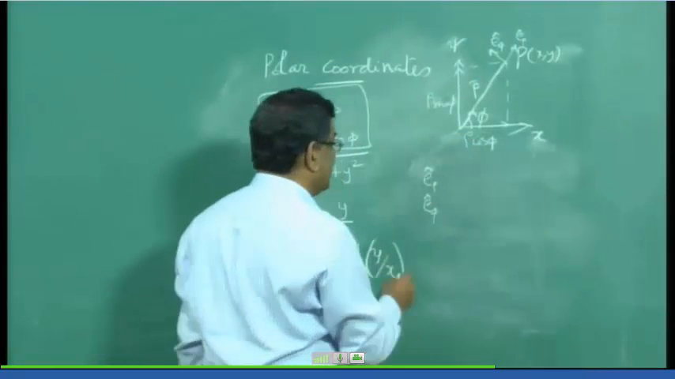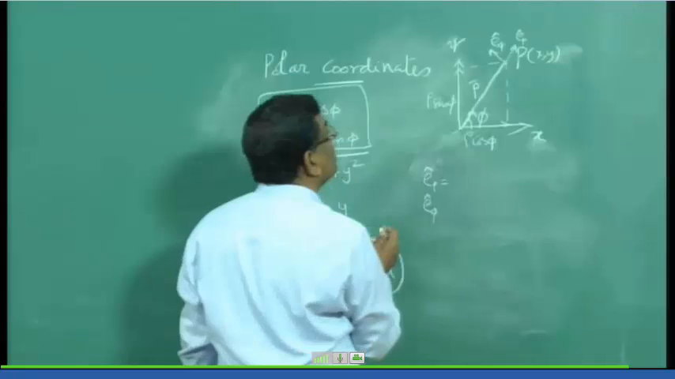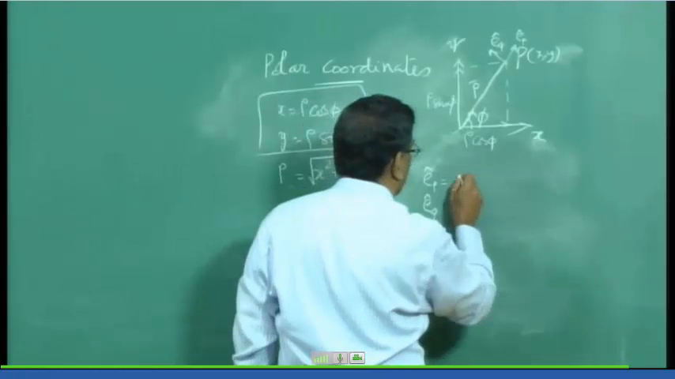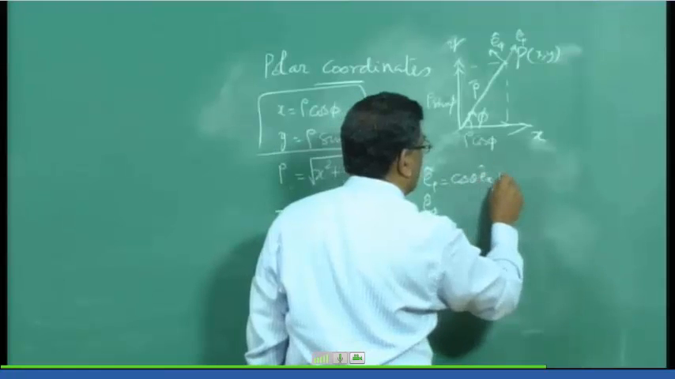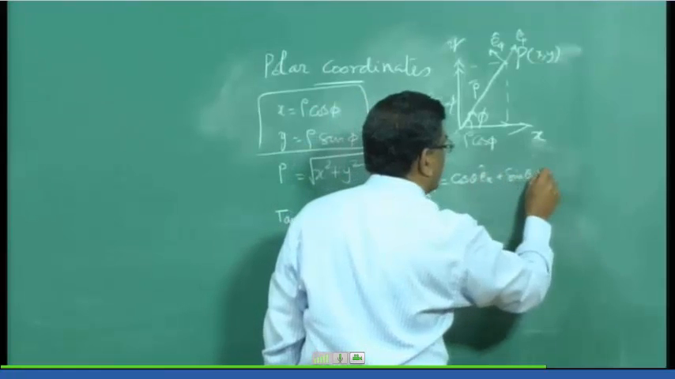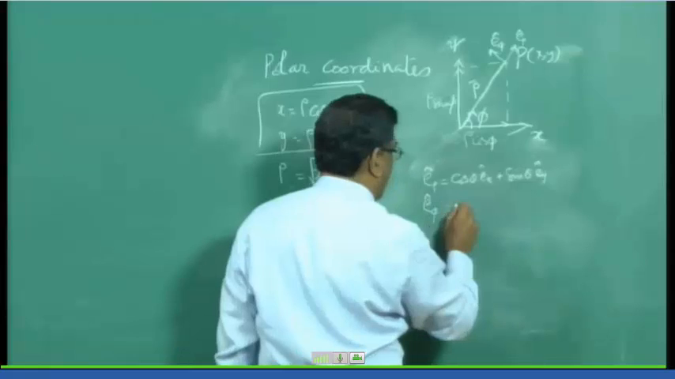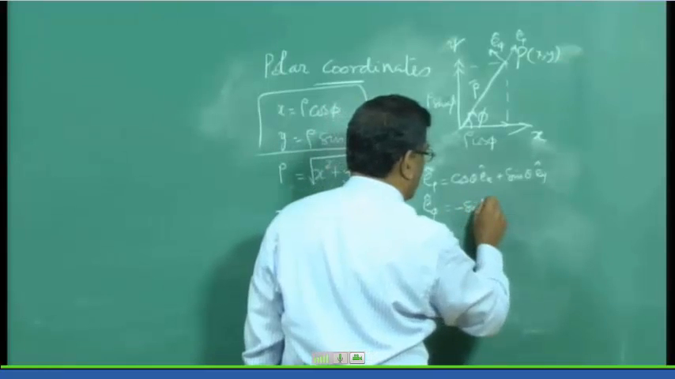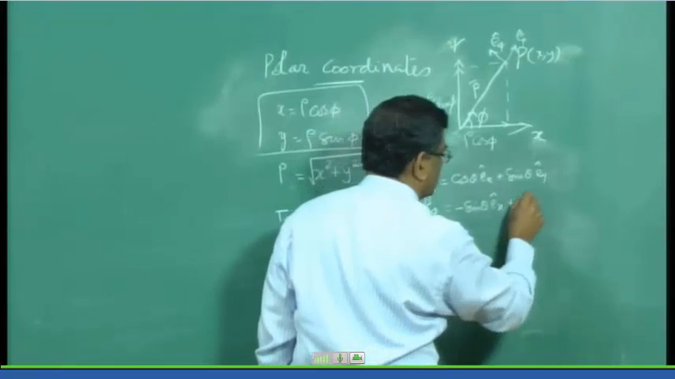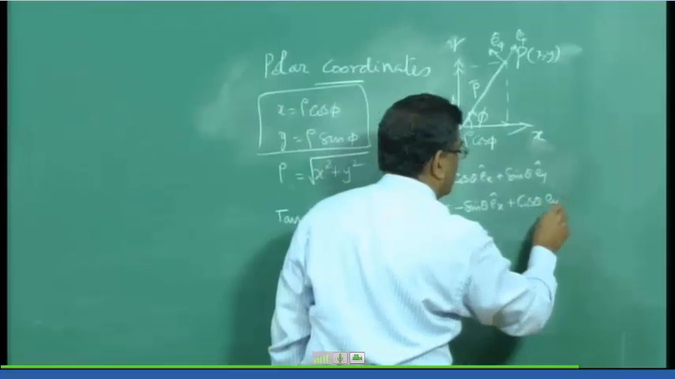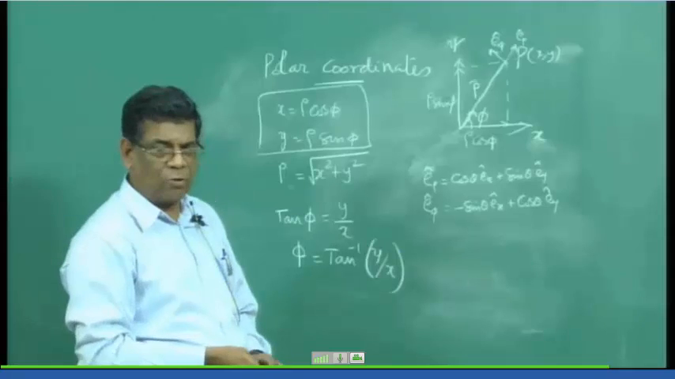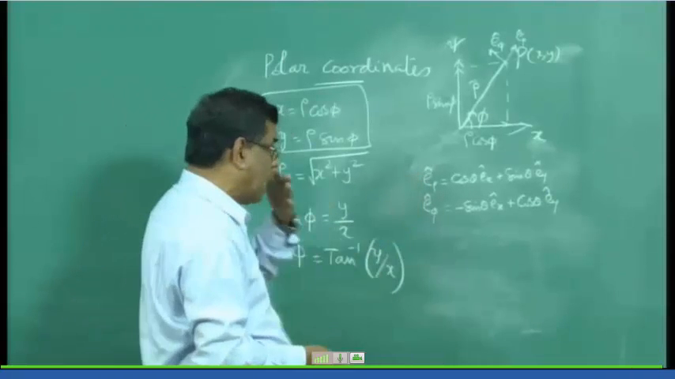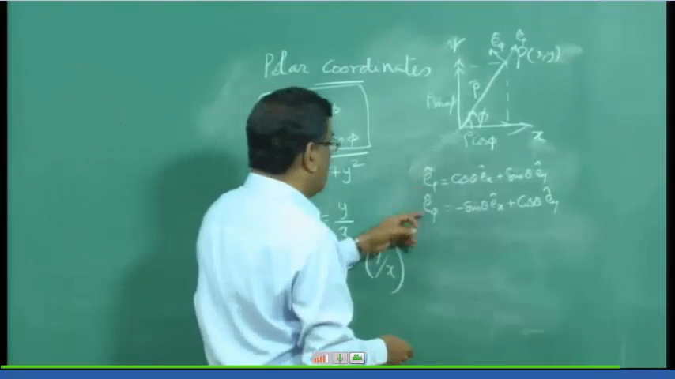I can relate these two. What is E rho? It is cos theta Ex plus sin theta Ey, and E phi is minus sin theta Ex plus cos theta Ey. So these things I explained to you last time. I don't want to go into the detail, otherwise we lose a lot of time.